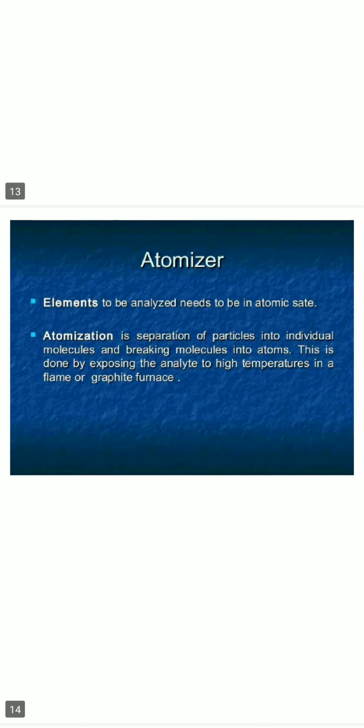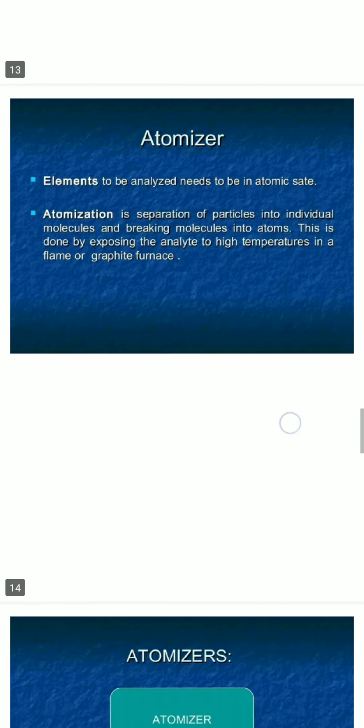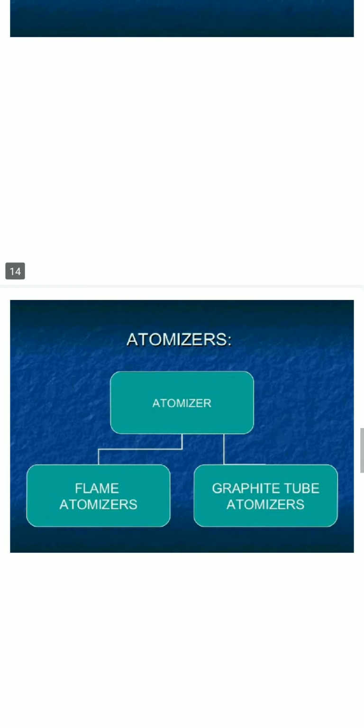Atomizer. The element to be analyzed needs to be converted into individual atoms by breaking molecules into atoms. This is done by exposing the analyte to high temperature in a flame or a graphite furnace. Atomizers are divided into two parts, flame atomizer and graphite tube atomizer.